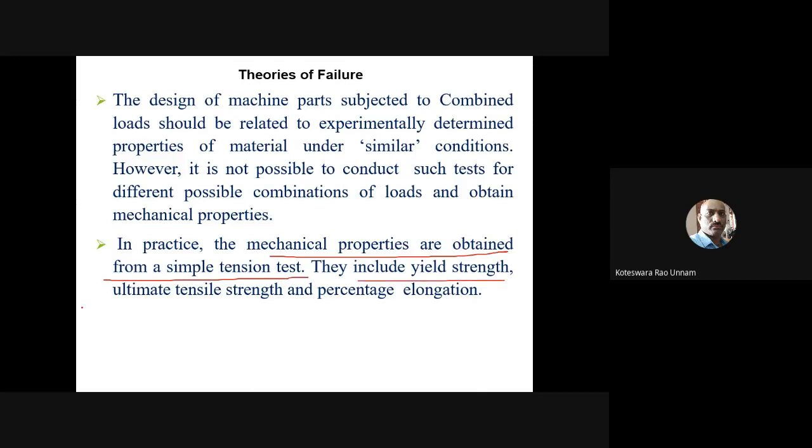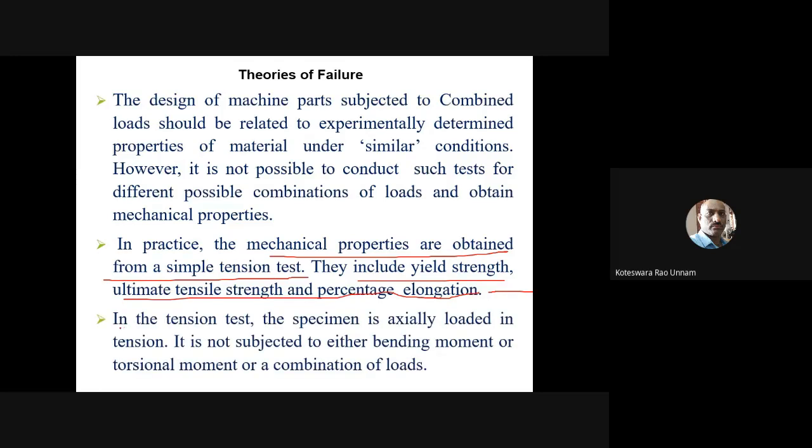They include yield strength, ultimate tensile strength, percentage of elongation, and some more properties. We will make use of those properties and try to relate these to the complex loading. In the tension test, the specimen is axially loaded. Like I already told you, in the case of the simple tension test, the specimen is subjected to only a uniaxial load, that is, only a tensile load.